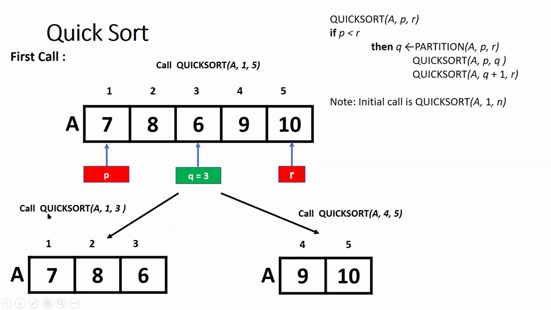Now call quick sort for this sub array, and now again call quick sort for this sub array. Here you can see this array. This quick sort will again call this sub array A[P to Q], that is 1, 2, 3, and this quick sort again calls this, and this will call 4, 5. Q plus 1, where Q is 3, so 4 to 5.